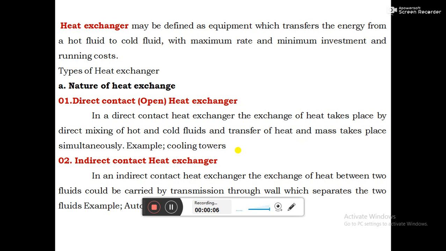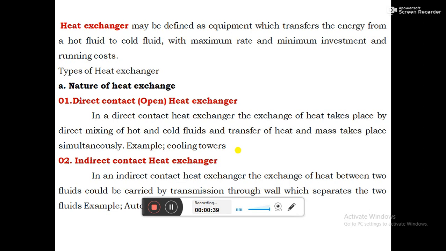Today we are discussing heat exchangers. A heat exchanger may be defined as an equipment which transfers the energy from a hot fluid to a cold fluid with maximum rate and minimum investment and minimum running cost. That means a heat exchanger is a device where the transfer of heat takes place from a hot fluid to the cold fluid.